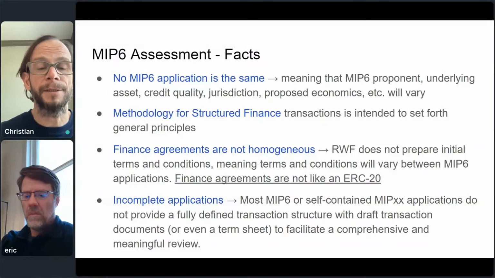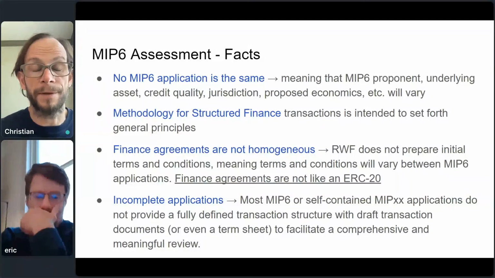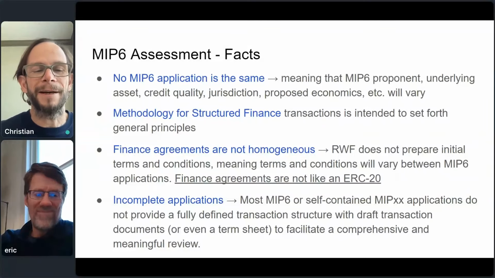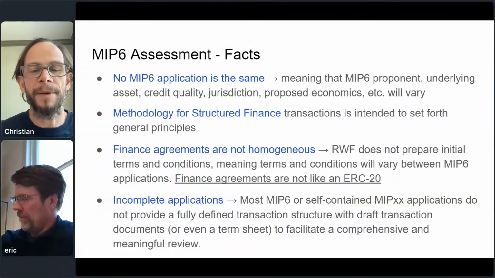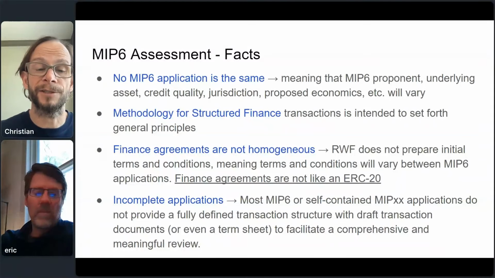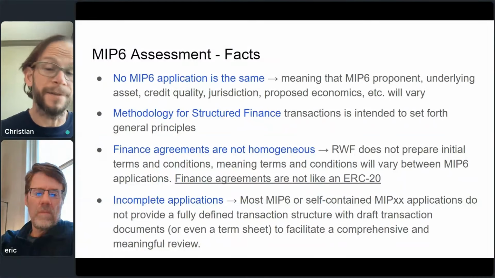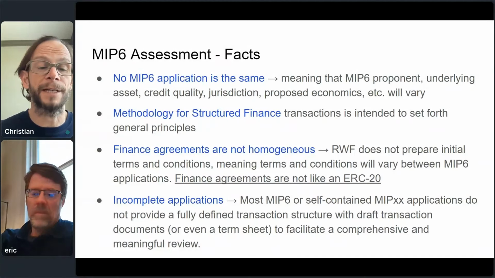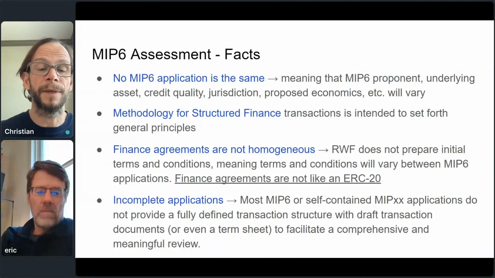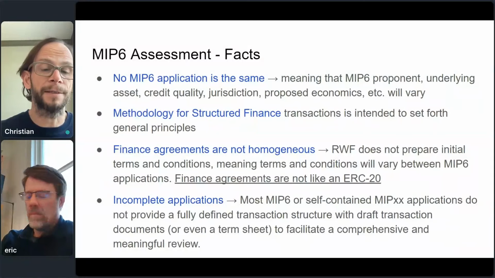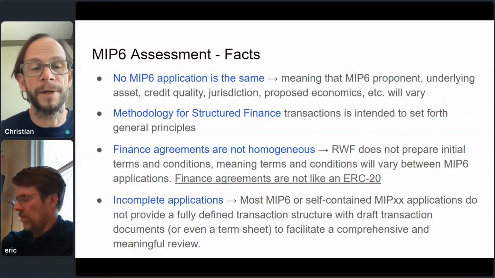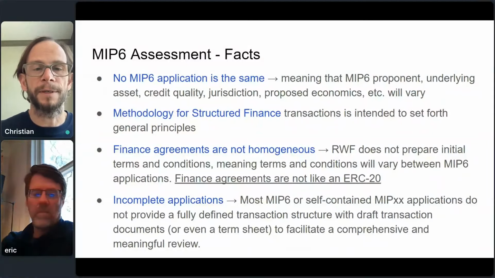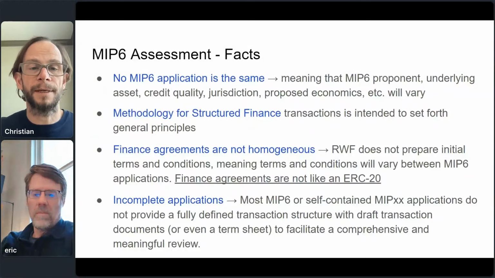Many MIP6 and self-contained MIP applications, they're getting better, actually do not provide a fully defined transaction structure. None of them actually provide us draft transaction documents or even a term sheet to facilitate a comprehensive and meaningful review. And you'll see why this is important in the next few slides. So next slide.